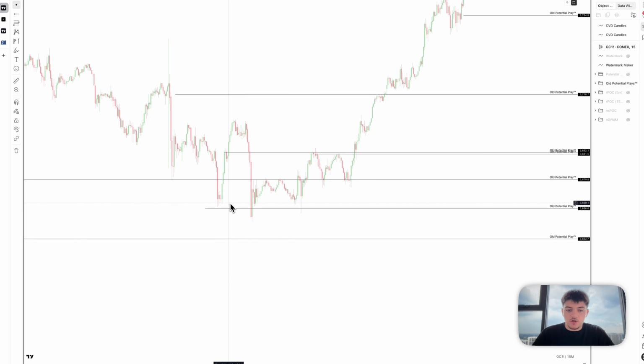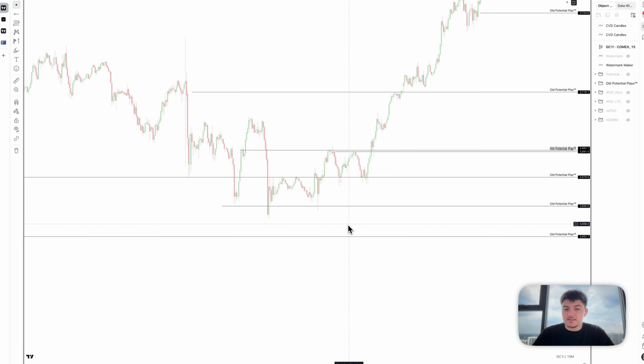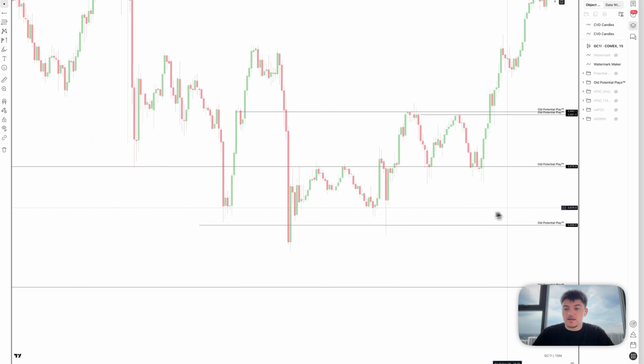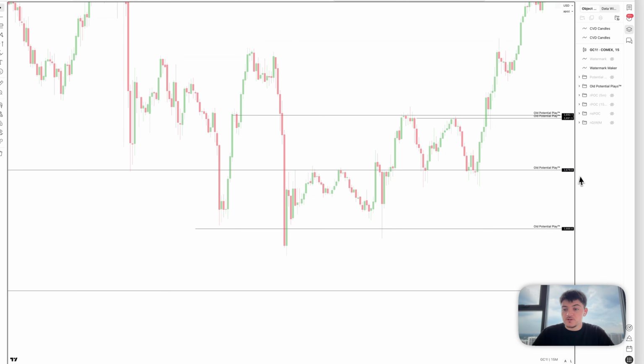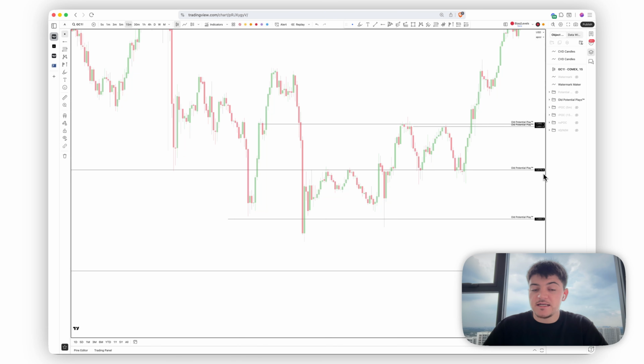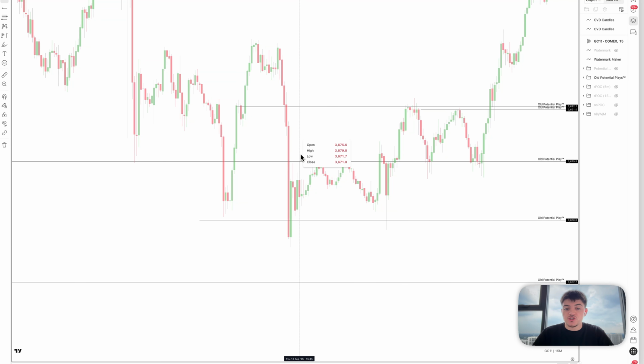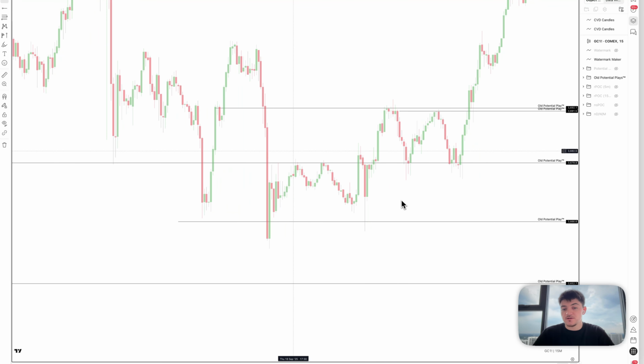We broke with high volume, broke with high volume again, and now I want you to look at this. Okay, so here's the old potential play level, right? You can see here it's 3, 6, 7, 9, 8, and we look at this tap, it was 3, 6, 7, 9, 8 for the high of this candle. Okay, we tapped this and we got a perfect rejection. Not once, not twice, but 3 times we got an amazing retest.